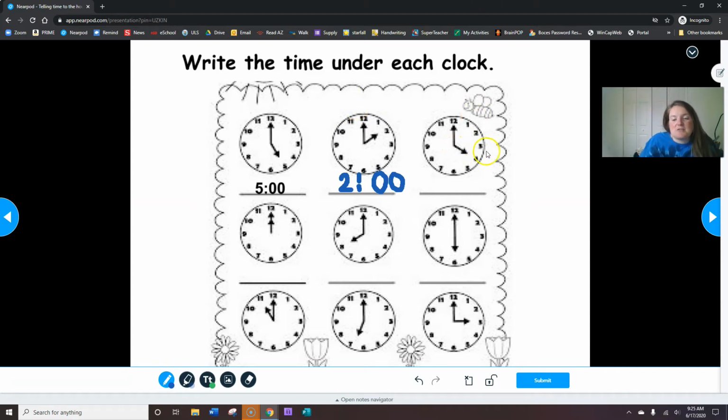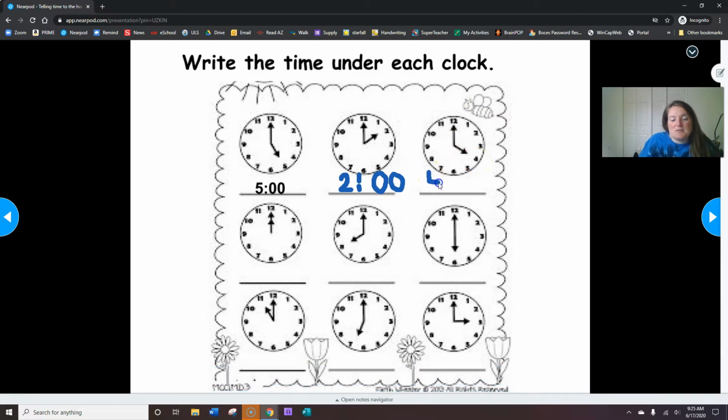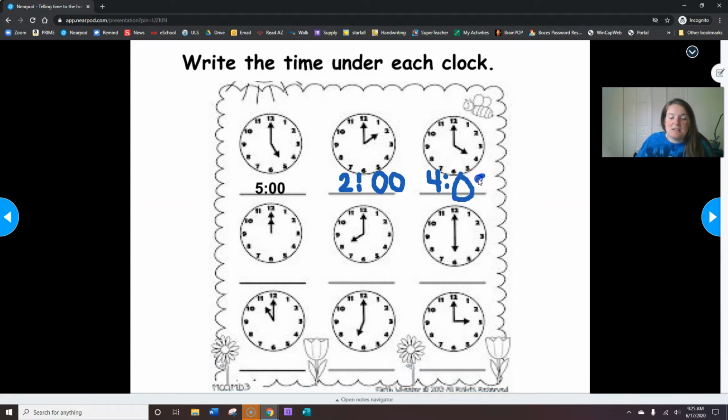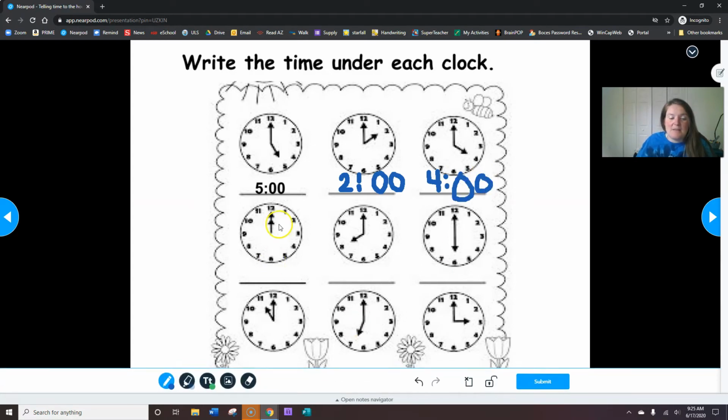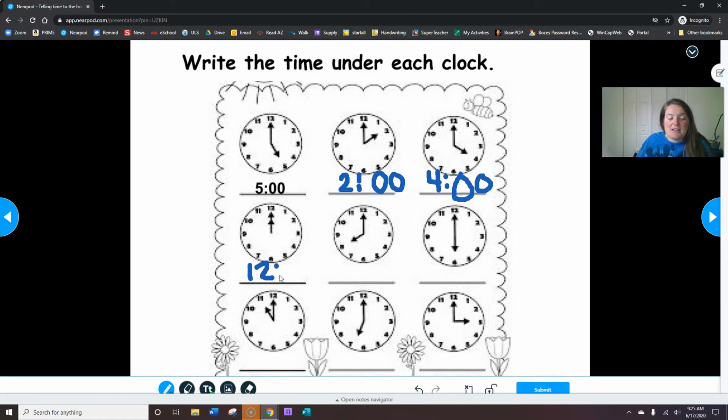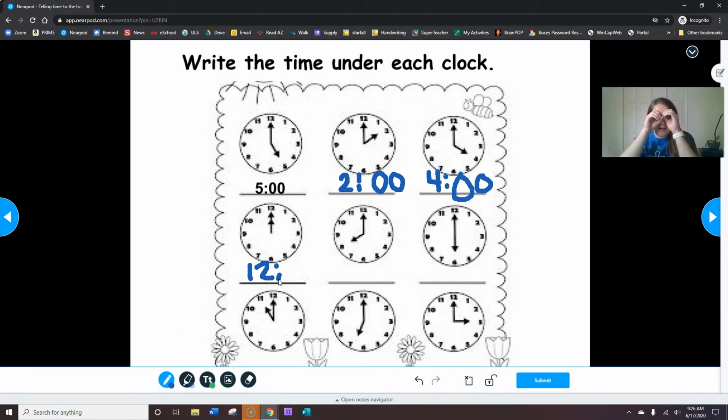Here, the short hand is on the 4. So it's 4. And now my big hand is on the 12, so o'clock. 4 o'clock. All right. This has both on the 12, so it's 12 for the hour. And when the big hand's on the 12, that means o'clock.